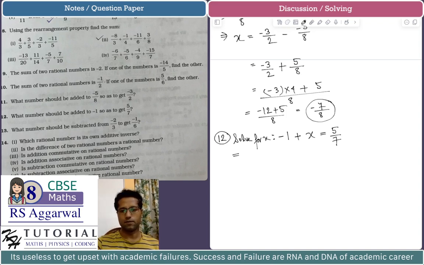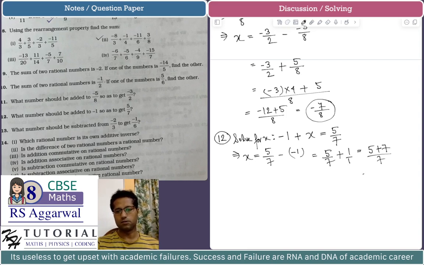Okay, let's solve it. x is equal to 5 by 7 minus 1. This is equal to 5 by 7 plus the additive inverse of minus 1, which is 1. This is equal to (5 plus 7) by 7, taking the LCM as 7. This is equal to 12 by 7.